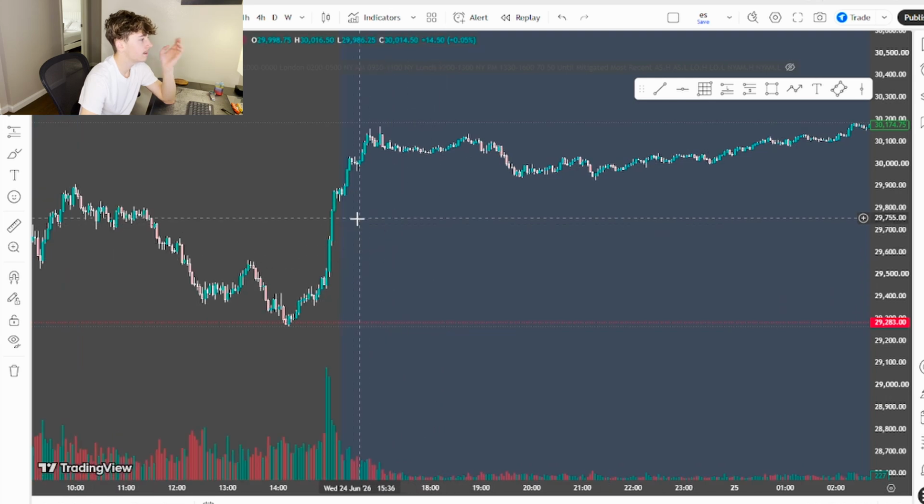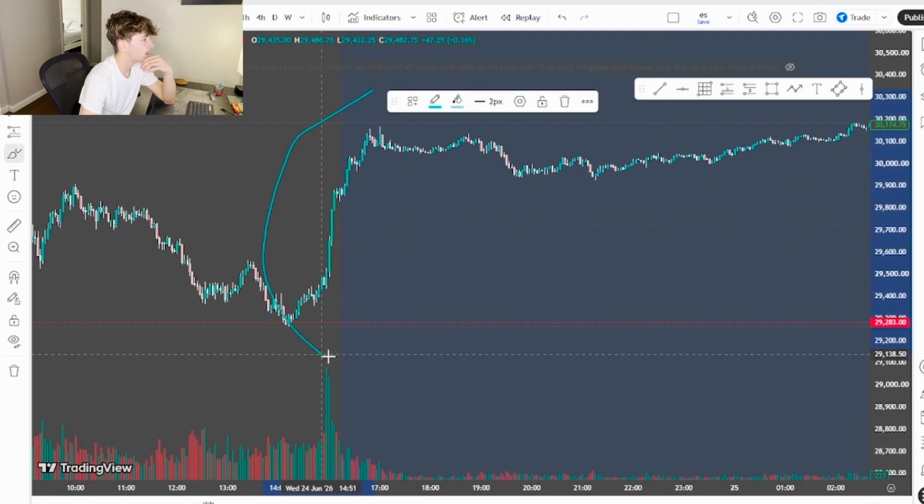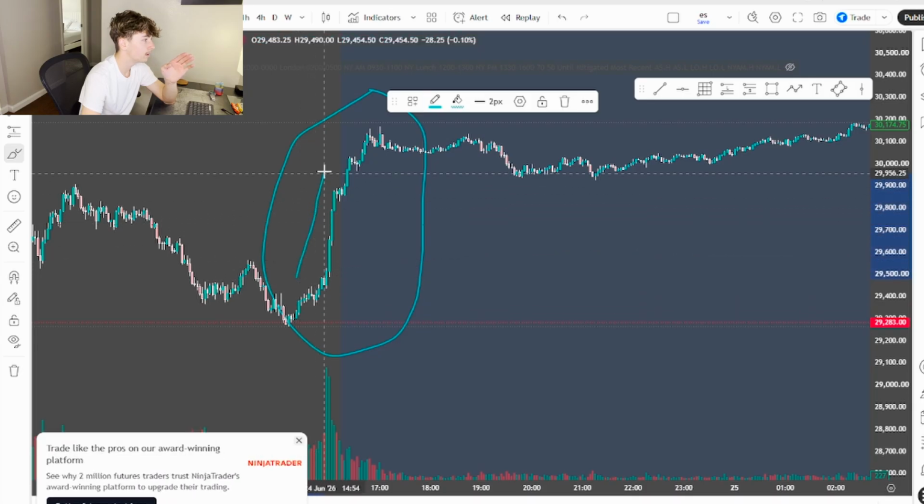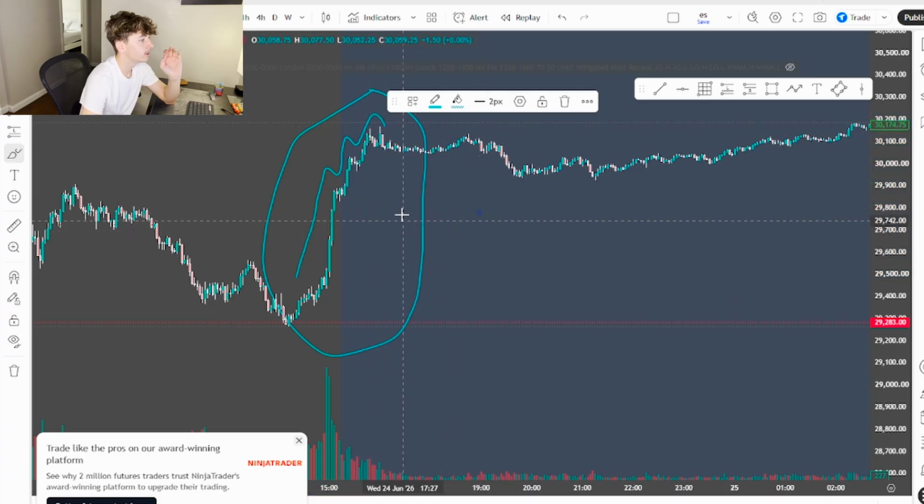Now, if we scroll over here, let's see if we can find us an uptrend. This is a perfect example. Right here. Price is moving upwards, so we are bullish. Price is moving up, coming down, moving up, coming down, and moving up and coming down, right? So price is creating higher highs and higher lows.